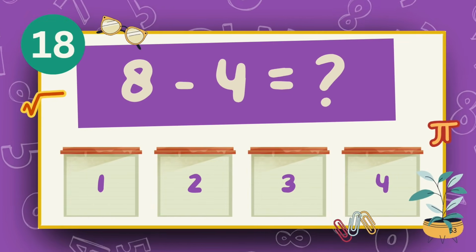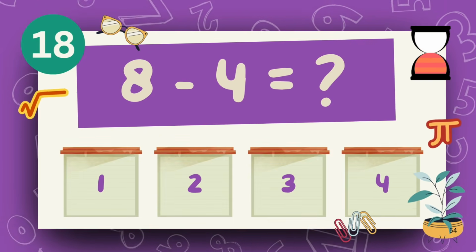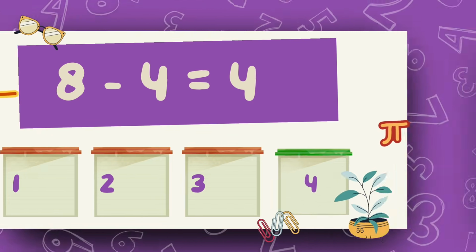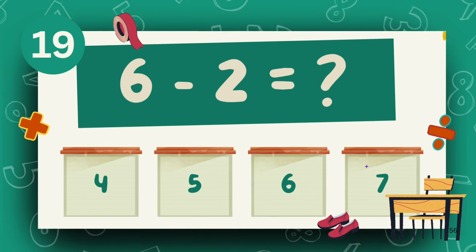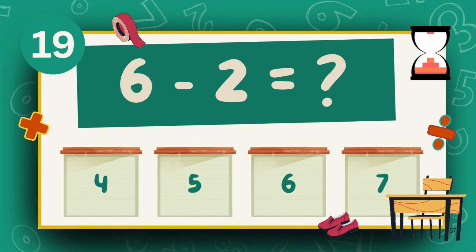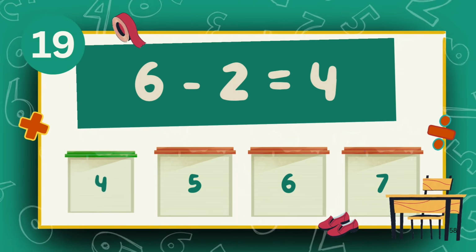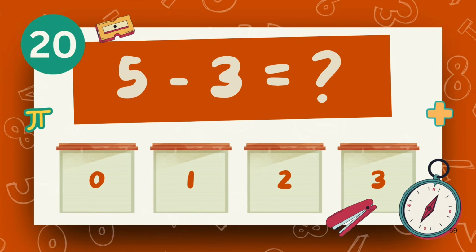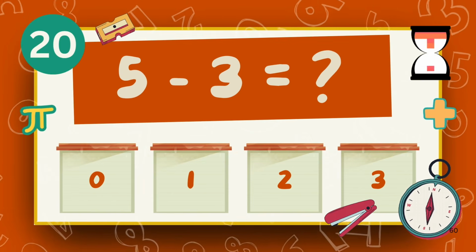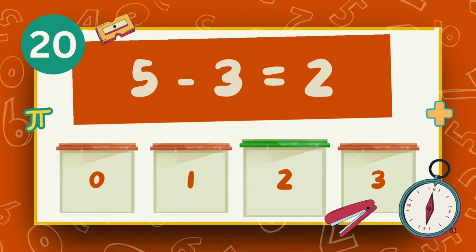What is 8 minus 4? The answer is 4. What is 6 minus 2? The answer is 4. What is 5 minus 3? The answer is 2.